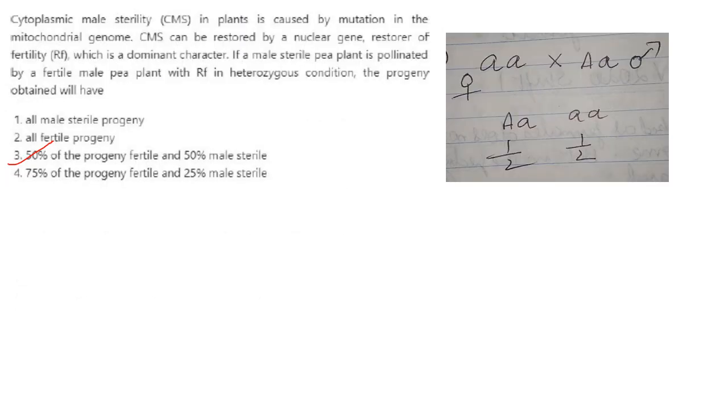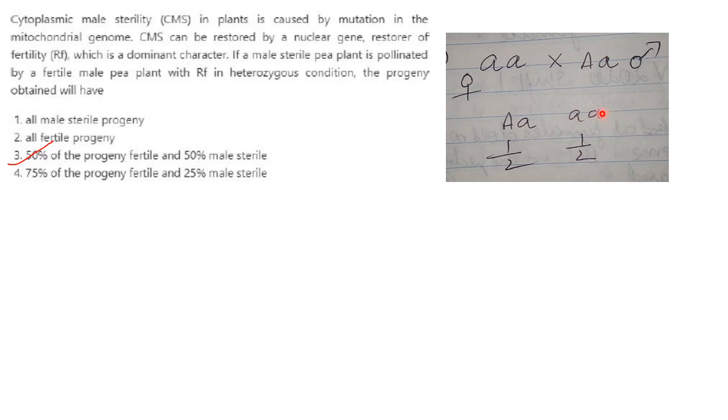So coming to the next question. Cytoplasmic male sterility in plants is caused by mutation in the mitochondrial genome. CMS can be restored by nuclear gene restorer of fertility, which is a dominant character. If a male sterile pea plant is pollinated by a fertile male pea plant with RF in heterozygous condition. So the fertile plant is the female, RF in heterozygous condition, and this is the male sterile pea plant is the male.